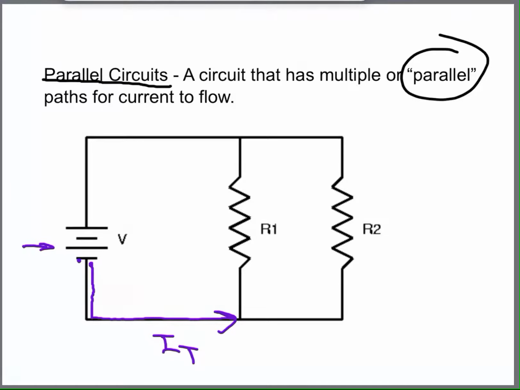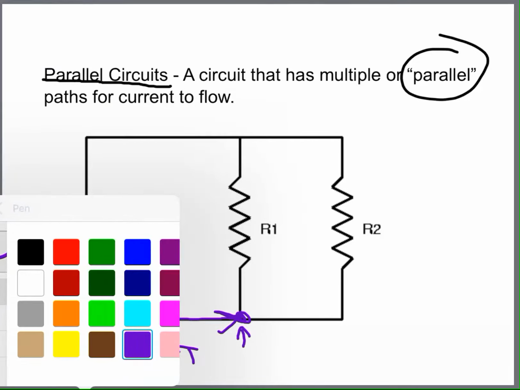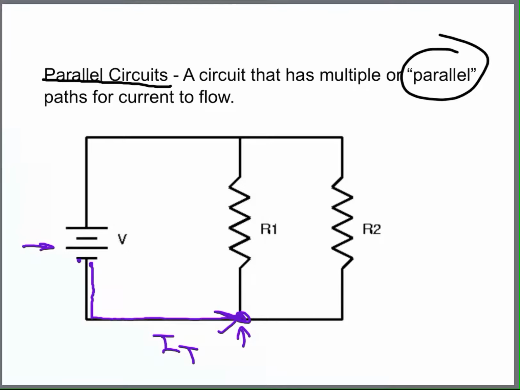From here to here, it has nowhere else to go. This is like a series circuit. Now, when it gets here, it now has a choice. So it could either go this way, up in this loop. So we'll call that the current in leg 1 associated with resistor 1.